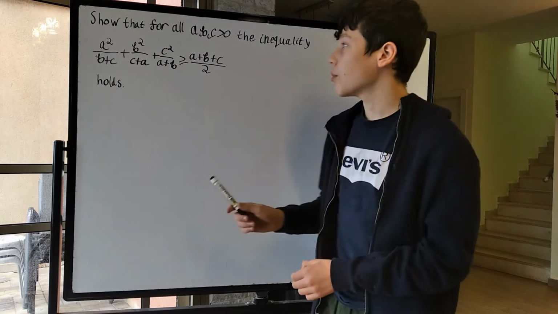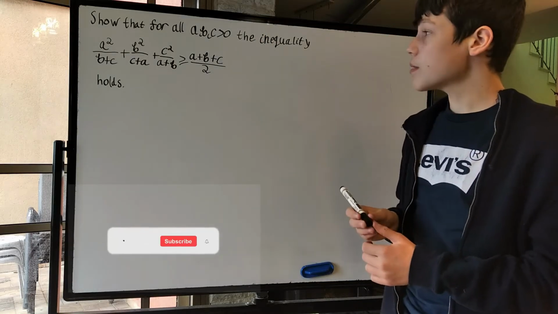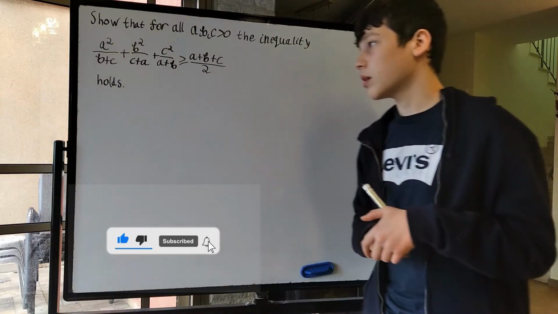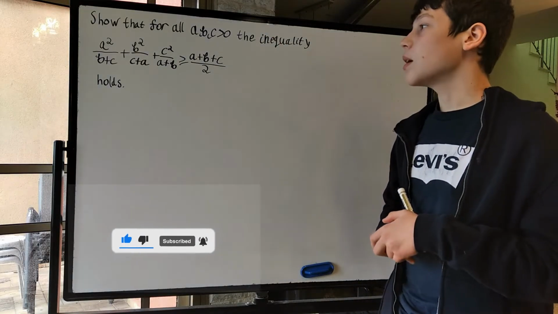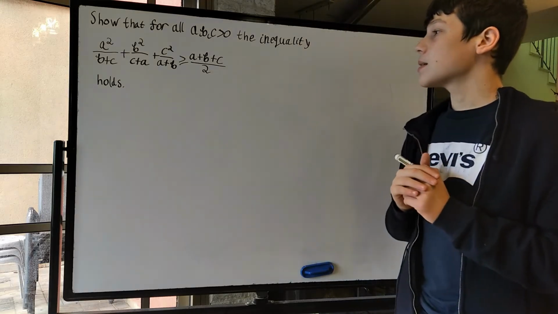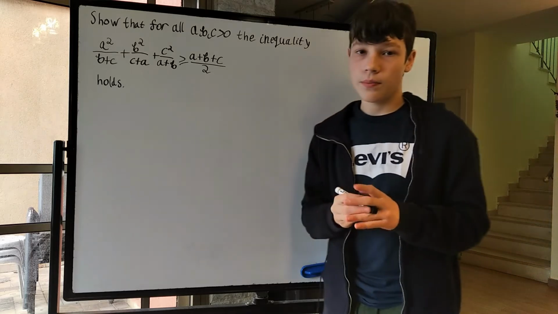Today we're going to show that for all a, b, and c that are positive numbers, the inequality a squared over b plus c, plus b squared over c plus a, plus c squared over a plus b is bigger than or equal to a plus b plus c over 2.